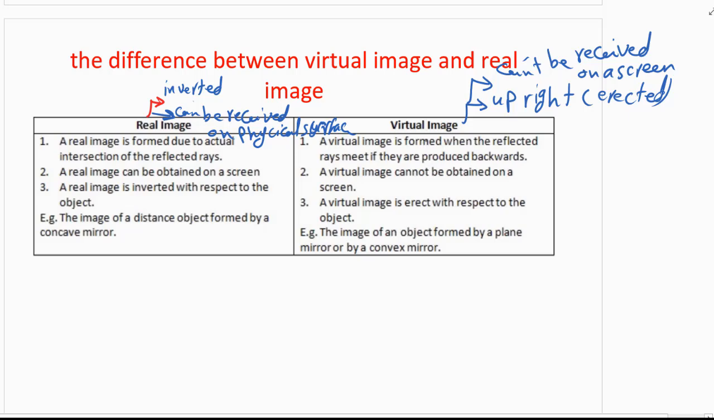So now we have two main points to differentiate between a virtual image and a real image. First, the real image is inverted. Second, the real image can be received on a physical surface or on a screen, exactly what happens in a projector, where the image is formed inside the projector. About the virtual image, like the image formed in a flat mirror, it's an upright image and cannot be received on a screen.